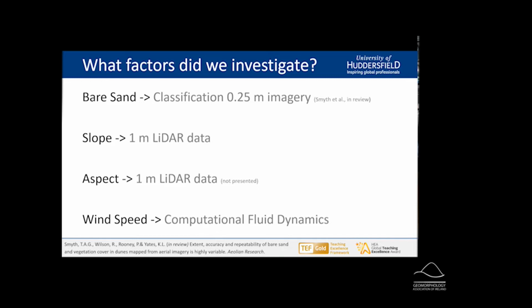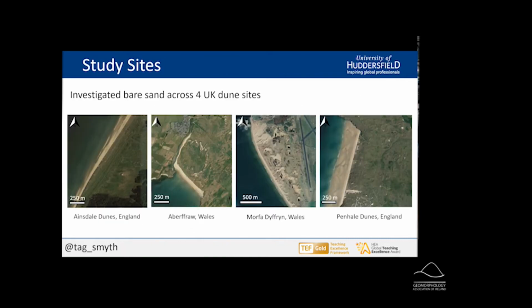We looked at aspect as well, so whether a slope was facing to the north or the south. And again, we looked at that using 1 meter LiDAR data, and that's not being presented today just for simplicity. And finally, we also thought, what are the other abiotic drivers of bare sand in these locations? And we thought it could be wind speed as well. We were able to calculate that using a numerical method called computational fluid dynamics. So at a landscape scale, we calculated the wind speed just above the surface of the dunes.